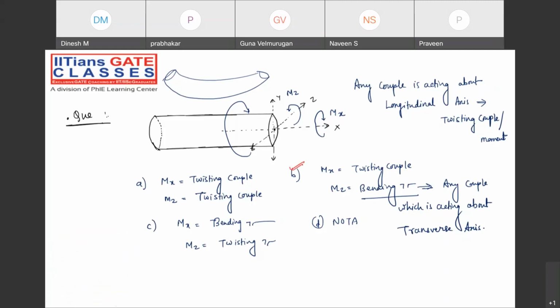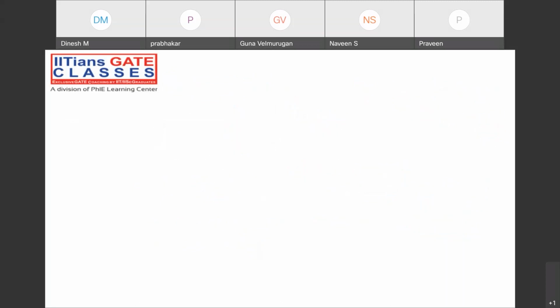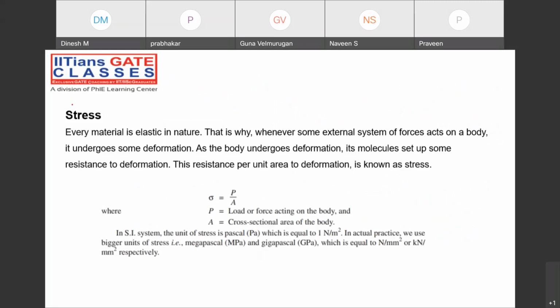Now we got some fundamental understanding of the load. Now we can discuss the loading condition. After that, we can discuss stress and strain. Done. Can I move to the next one? Perfect. So note down the chapter number one, stress and strain.